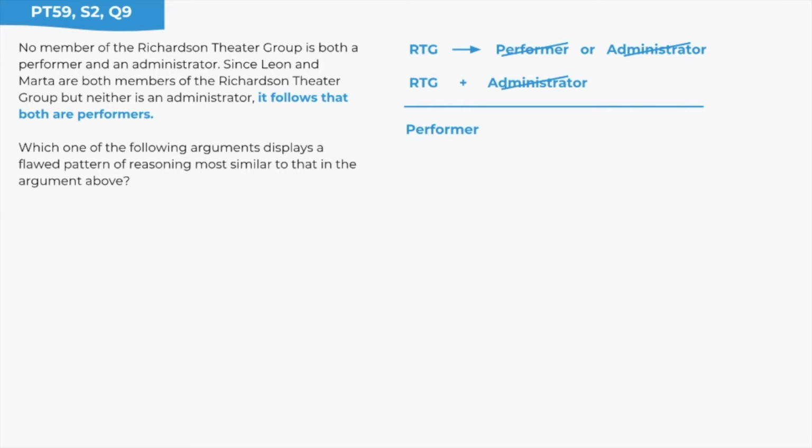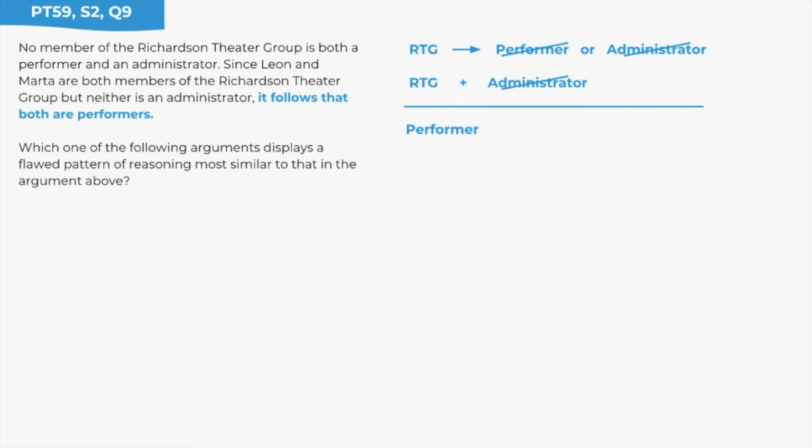performer. So had the first premise said something like, if you're a member of the Richardson Theater Group, then either you're a performer or an administrator, this would have been fine. But we didn't get that. And it's still possible that someone is neither an administrator nor a performer. And since these two are not administrators, it does not follow that they're definitely performers.